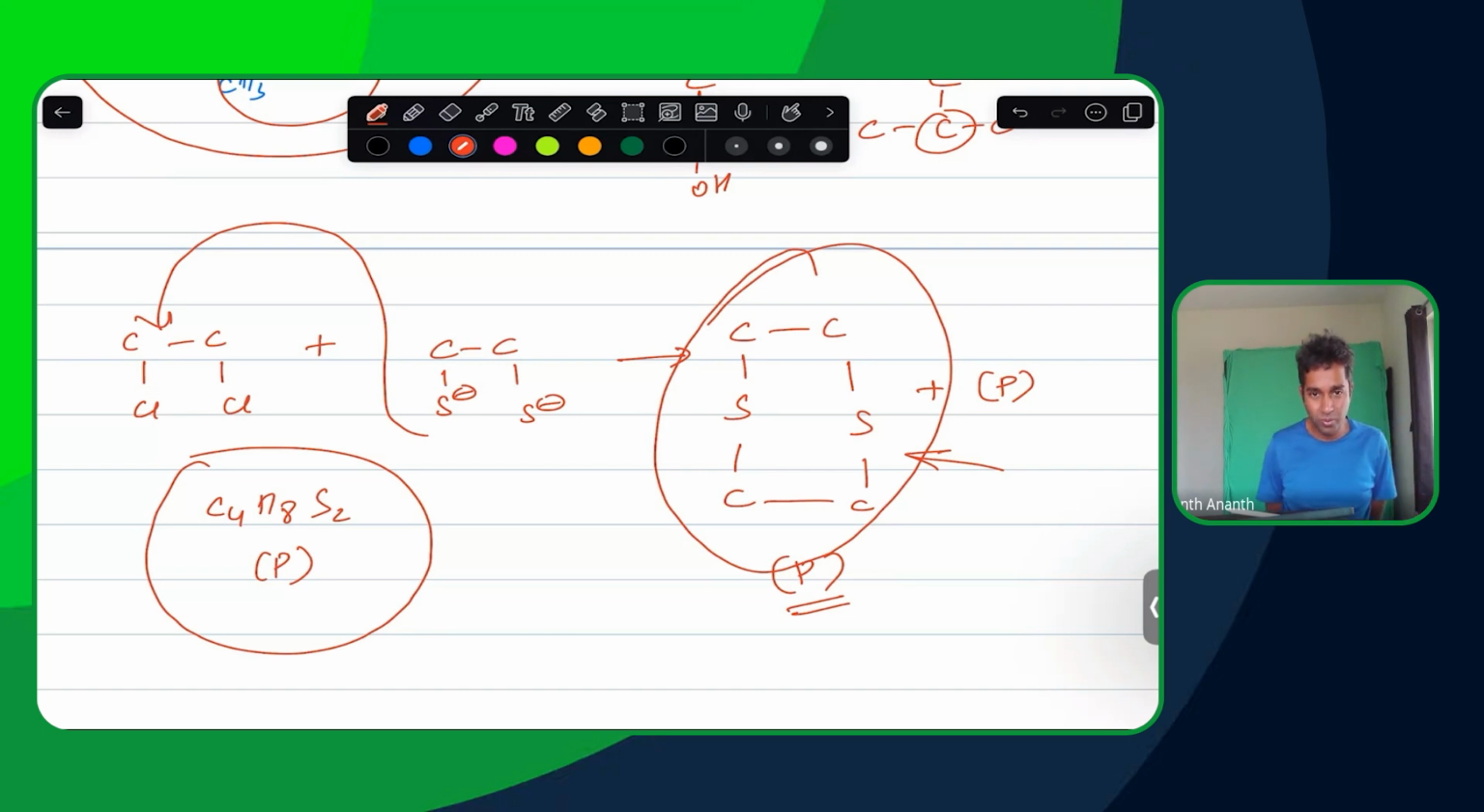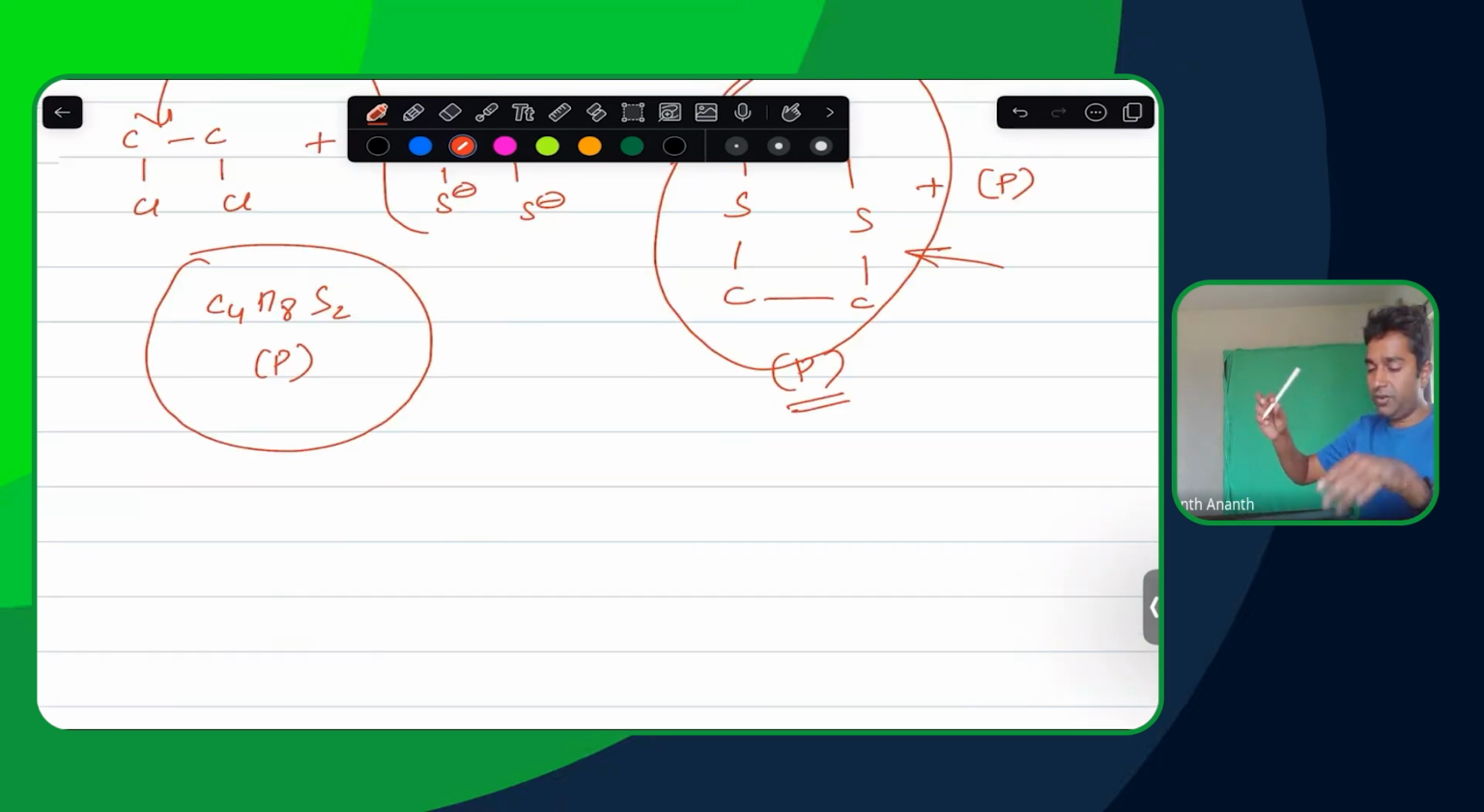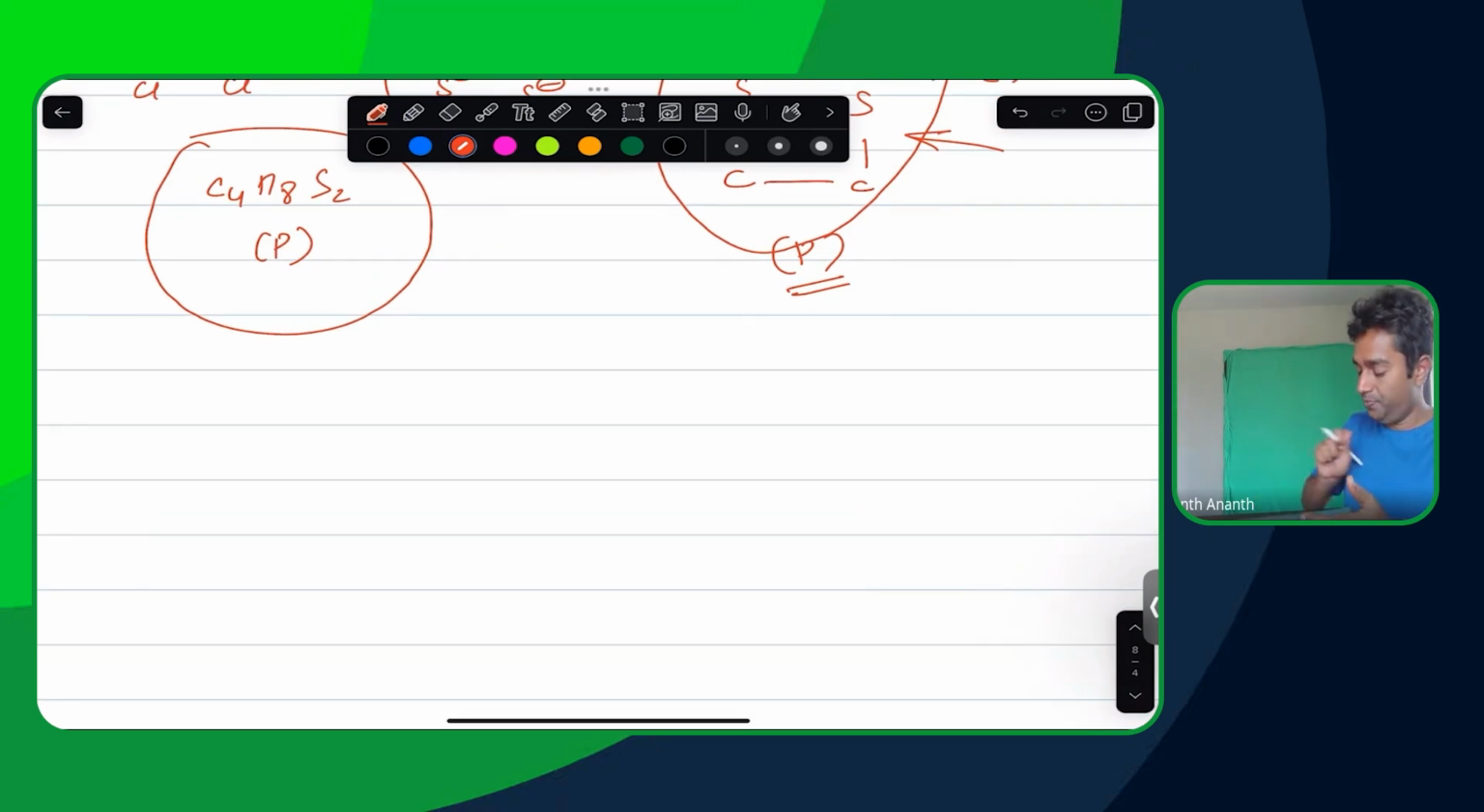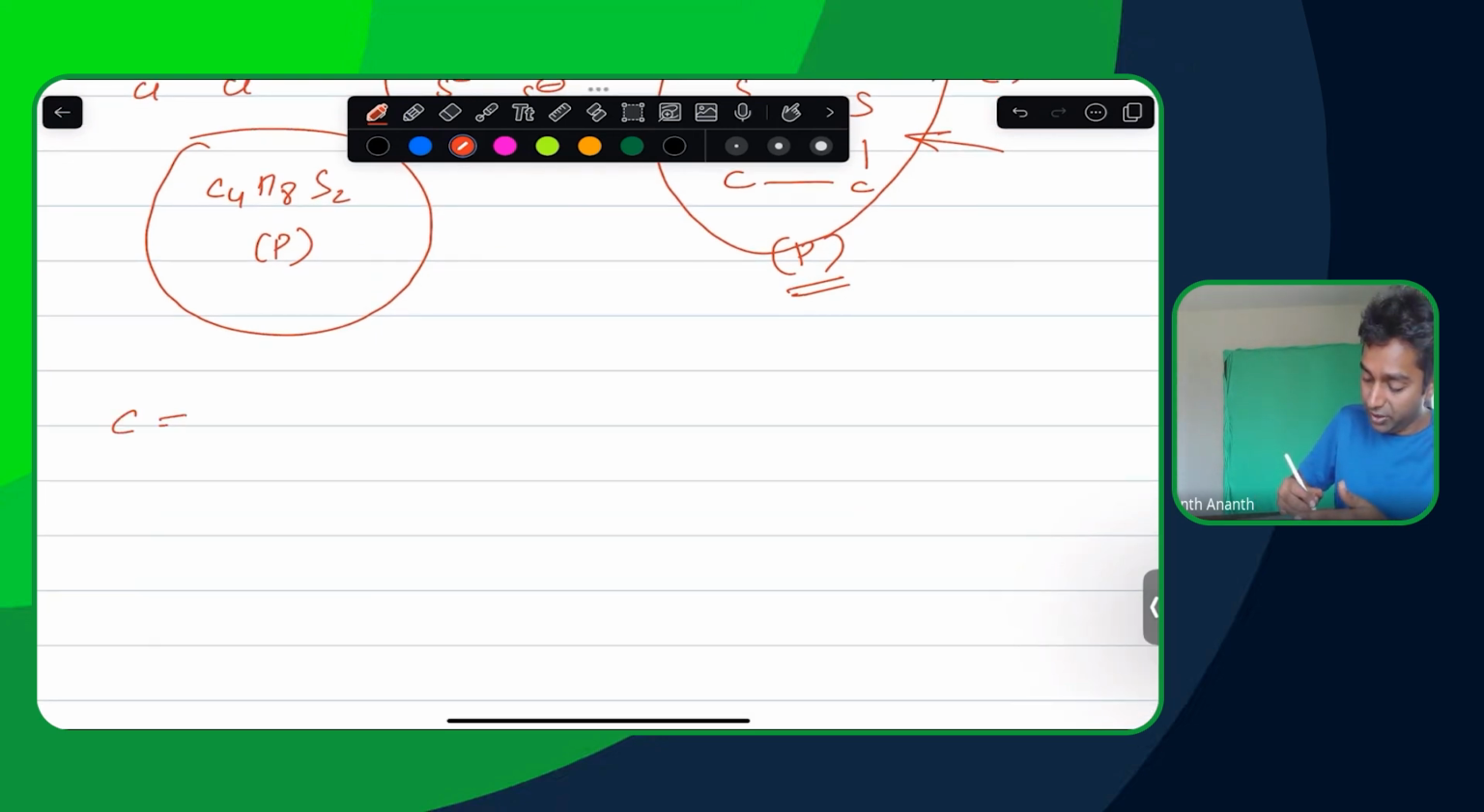C is a little too much over there because the C minus here is definitely going to be a very strong base. Much stronger. Let's go with how you get that C minus first. How do you get this C minus? If I want to get this compound, how do I get this?